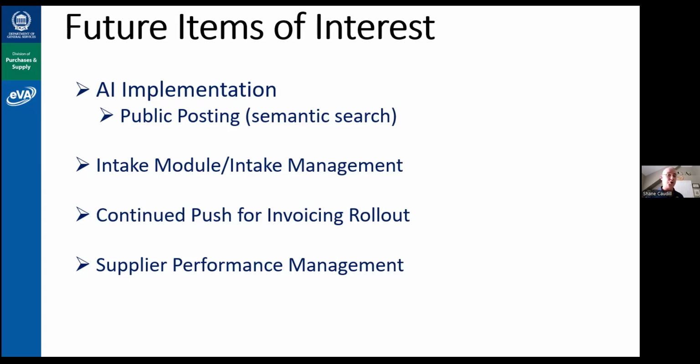The ability to do some AI implementation. We're pretty confident that the first thing you're going to see are some updates to our public posting areas. And let me give you an example. For contract public posting, right now the search is very literal. If you search for uniforms and put an S on the end, that is going to be a locked-on text search, and you might miss a contract that has uniform without the S. It's a very literal text search.